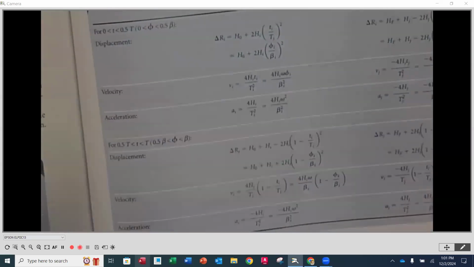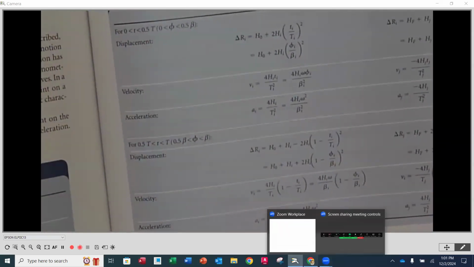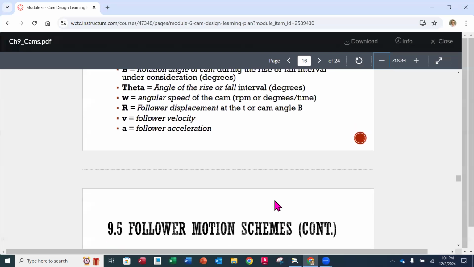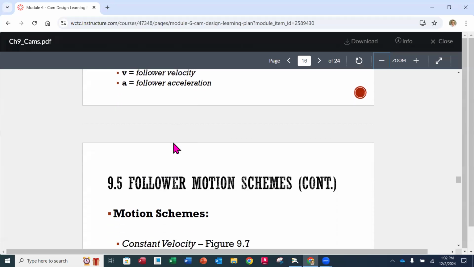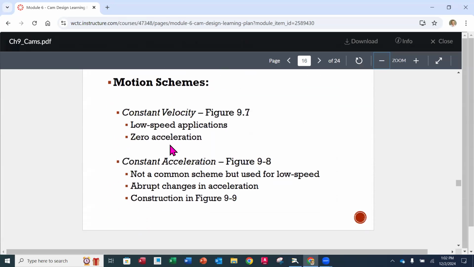Now, as we look at the types of displacement, let me go down here. V is going to be follower velocity, and then A is going to be acceleration. So those are kind of common. Now, the motion schemes themselves, the first one that we're going to look at is going to be constant velocity. Okay, then we're going to look at constant acceleration, and then harmonic and cycloidal.